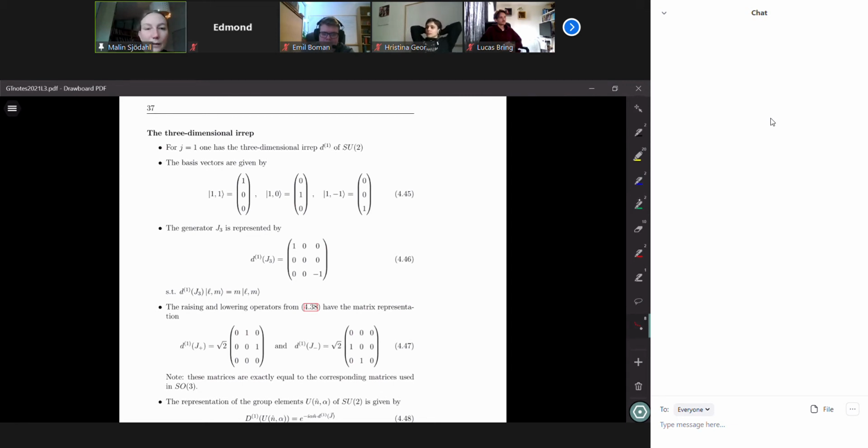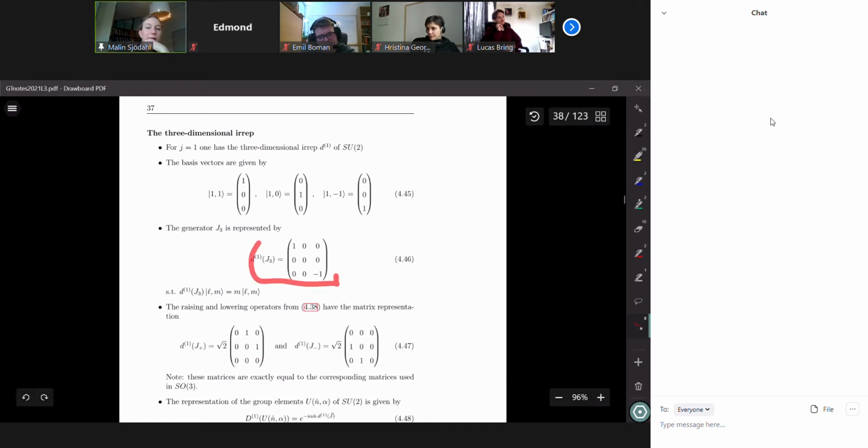So I just want a 1 multiplying this guy, and this is why I have a 1 there. I want a 0 because this one has m equals 0 multiplying this guy, and so I have a 0 there, and I want a -1 multiplying this guy, and so this is why I have a -1 there. So this is then my representation of the J3 generator.